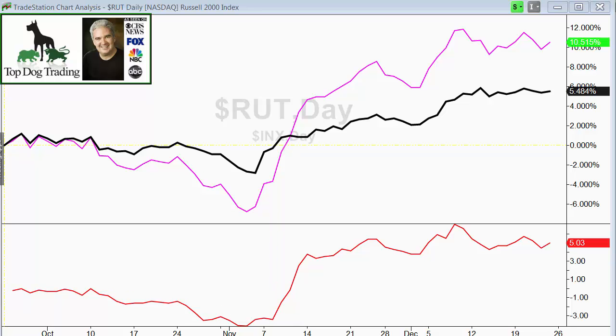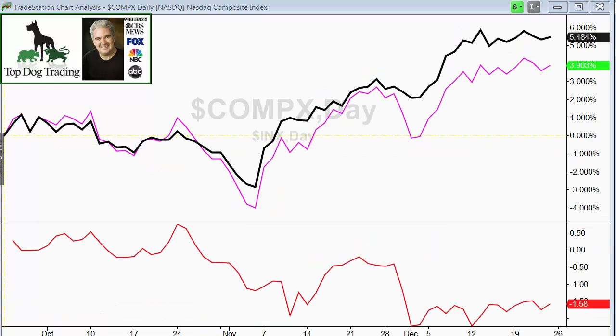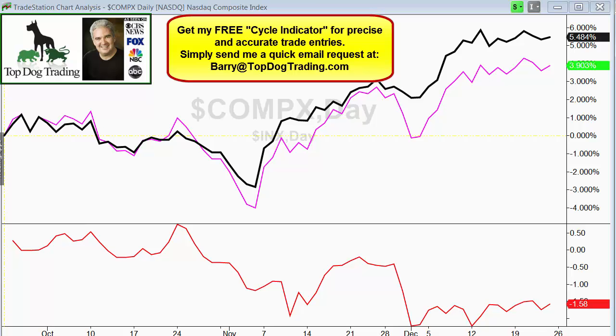Now let's compare with some other markets. So we could go through the major indices and go to the Nasdaq composite. Here, again, the black line is the S&P, the magenta line is the market we're comparing it to, in this case, the Nasdaq composite. It's underperforming. It's only made 3.9% as opposed to 5.4%. And now you notice the difference line is just kind of going sideways. And it had gone up.